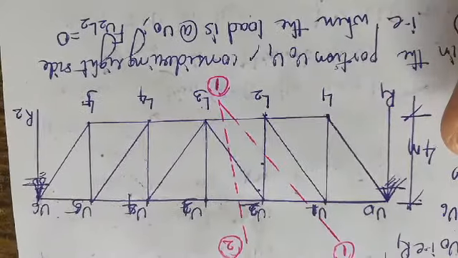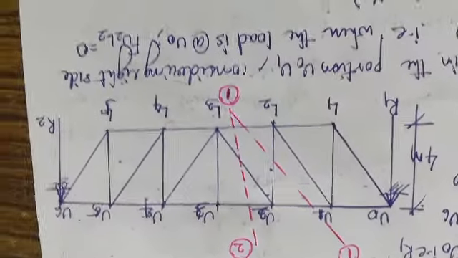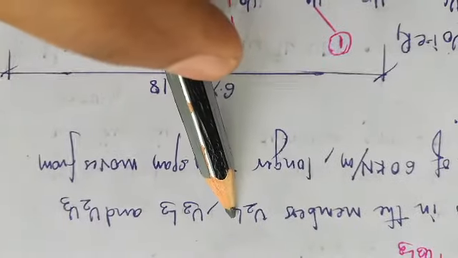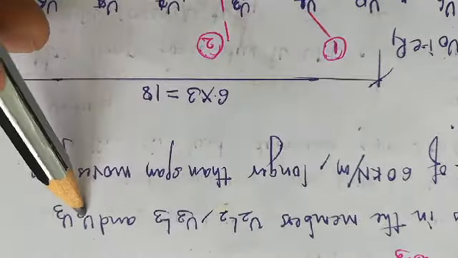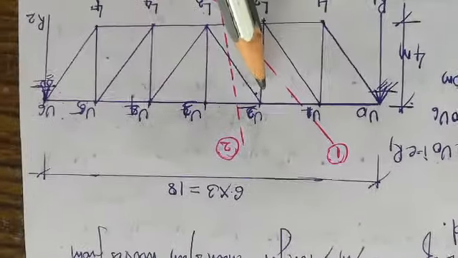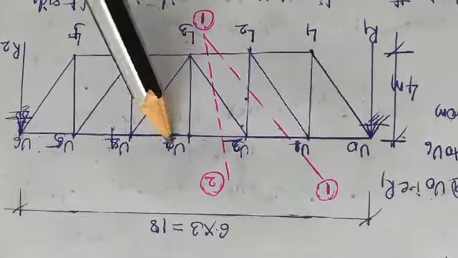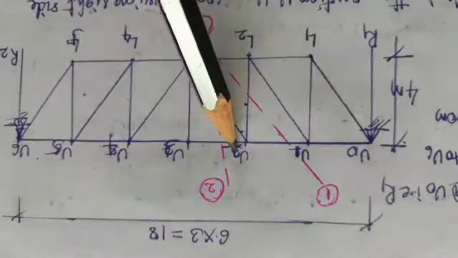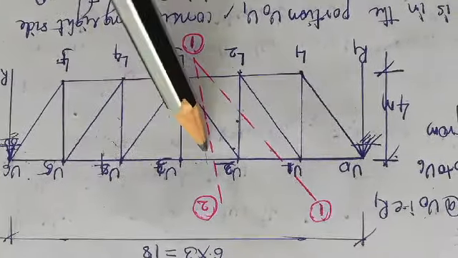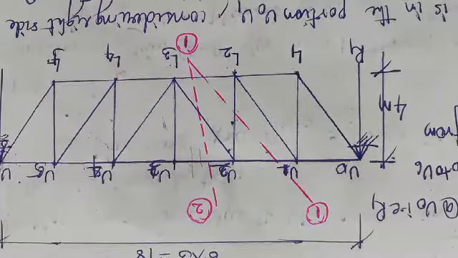Next, the height of the truss is given as 4 meters. Now, in this problem, they have told you to find U2, L2, U3, L3, and U2, U3. That is, two vertical and one horizontal member they have asked for.